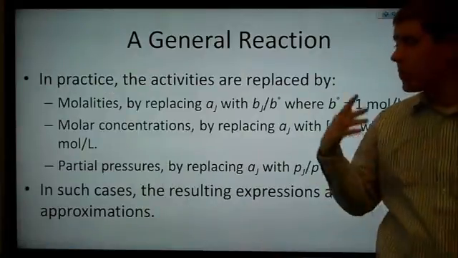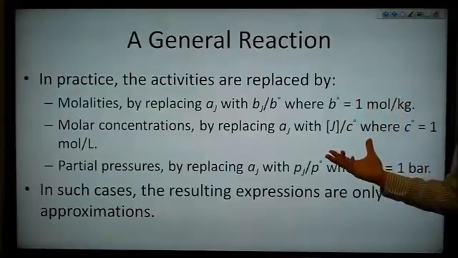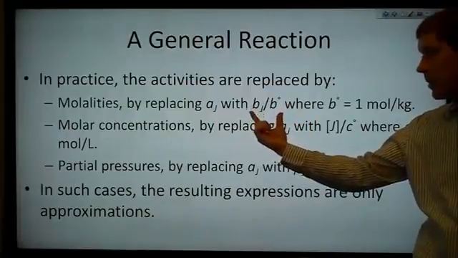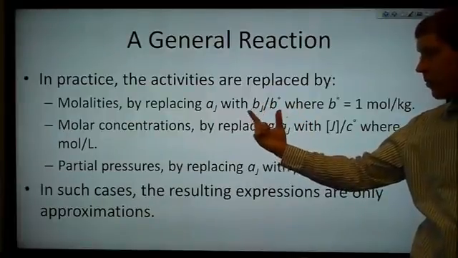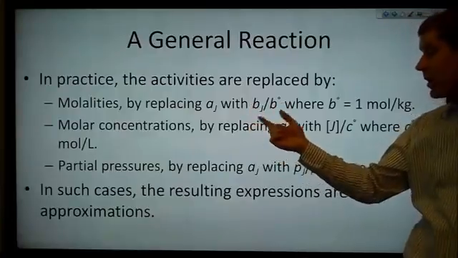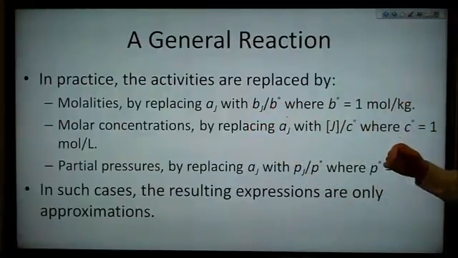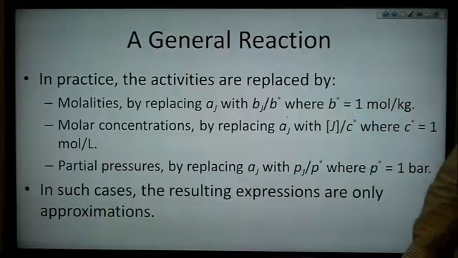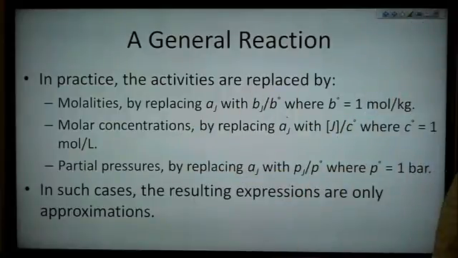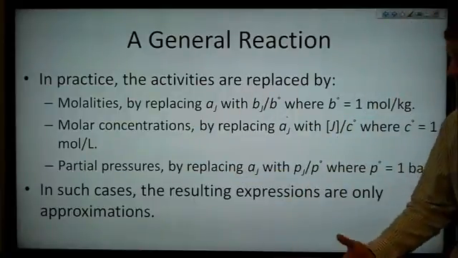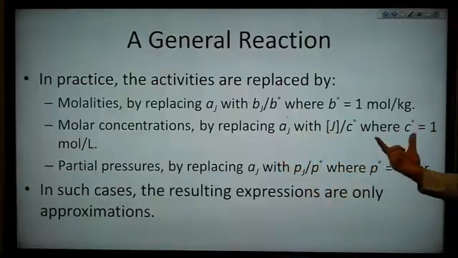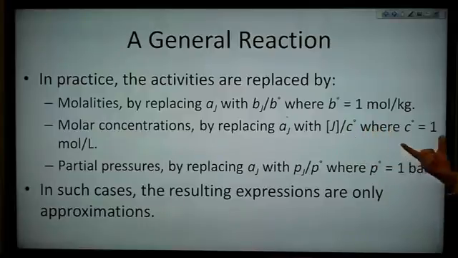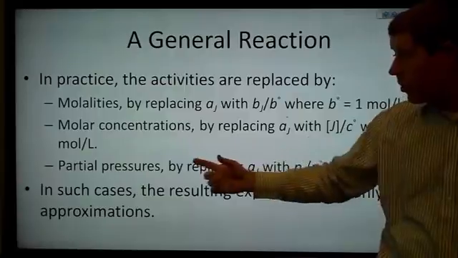So in practice, usually we replace our activities by our molalities, by replacing our activity of J with a fraction here of the molality of J, our component J, divided by 1 molal. So this b naught is 1 mole per kilogram. Or we replace our activities with molar concentrations, so molarities. Again, replacing our activity of J with concentration of J divided by c naught. So c naught is 1 mole per liter.